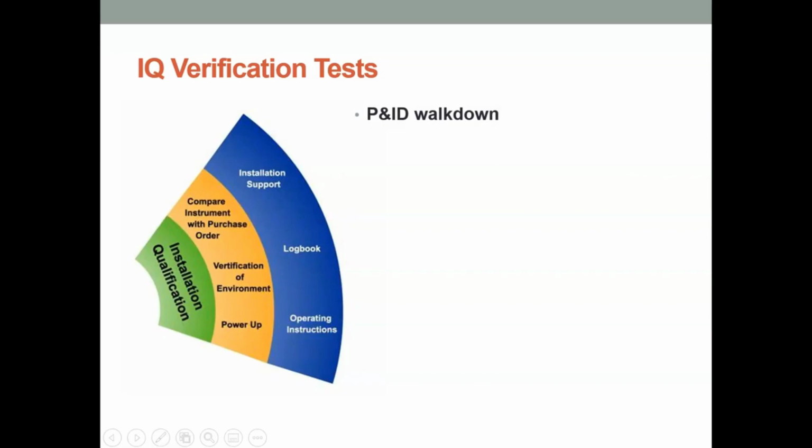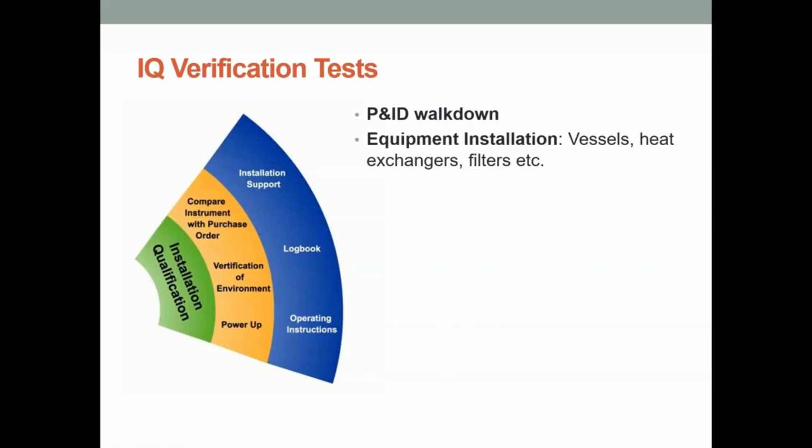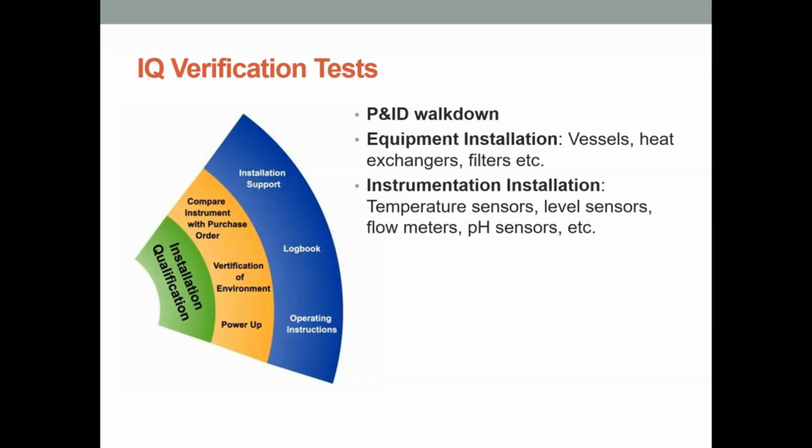First thing that we're going to do as part of our verification test is do a P&ID walk down to make sure that everything is where it should be and in the right sequence. We're going to look at the equipment installation, the vessels, heat exchangers, filters, etc. to make sure that they are all correct. We're going to look at the instrumentation installation. Are there temperature sensors, level sensors, flow meters, pH sensors, anything like that? Are they in the right place and are they installed correctly and are they operational?